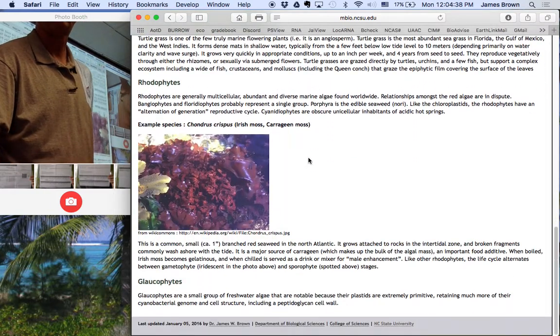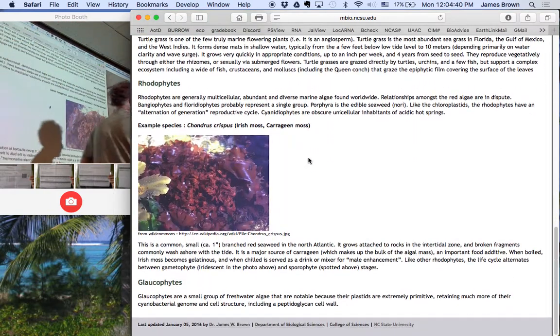The rhodophytes. These are red algae. Red algae aren't usually unicellular. They're usually colonial. They're really common in marine environments.